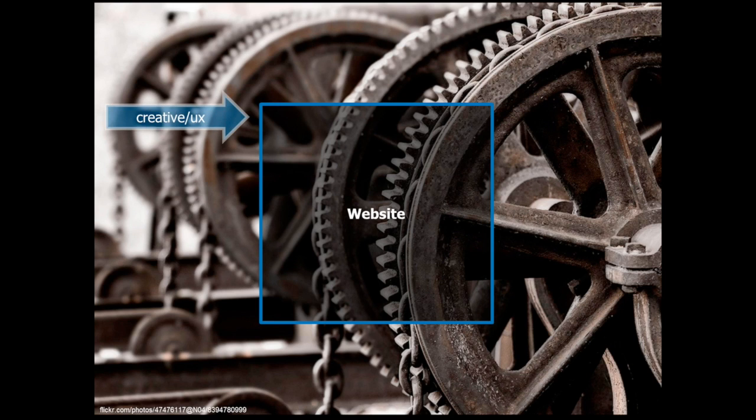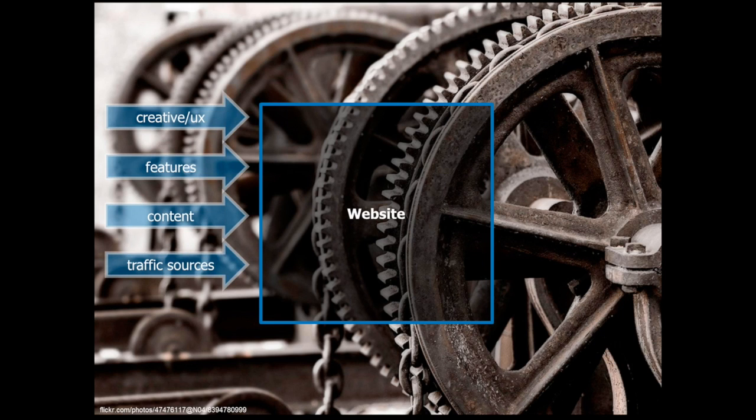So you've got your creative and your UX. You've got things like what kind of features do you have on a website? Content is a big one nowadays, particularly it's becoming so important in marketing. Things like your traffic sources. Sometimes you don't always have control over all these, although a lot of times you do, particularly if you're doing some paid advertising or something like that. But there are ways you can indirectly influence your traffic sources. And then, of course, your visitors themselves really are an important input into the system. And all of these things work together.